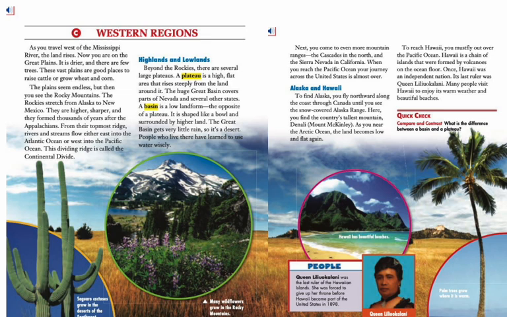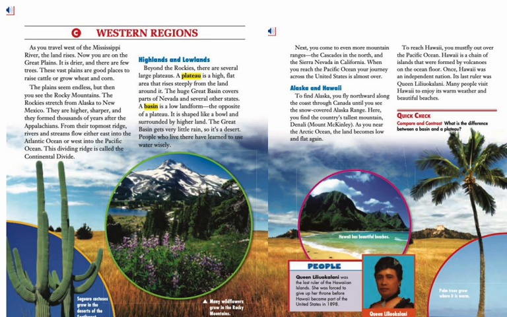Western regions. As you travel west of the Mississippi River, the land rises. Now you're on the Great Plains. It's drier and there are fewer trees. These vast plains are good places to raise cattle or to grow wheat and corn. The plains seem endless, but then you see the Rocky Mountains.